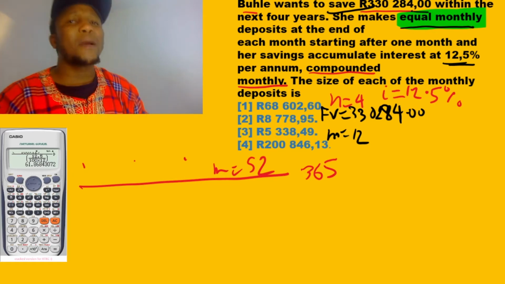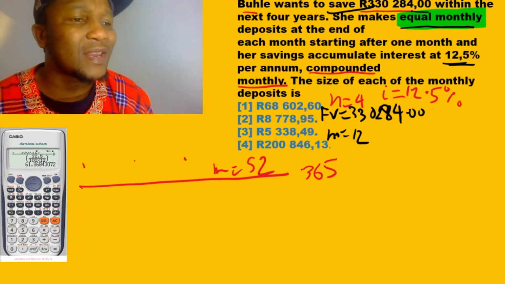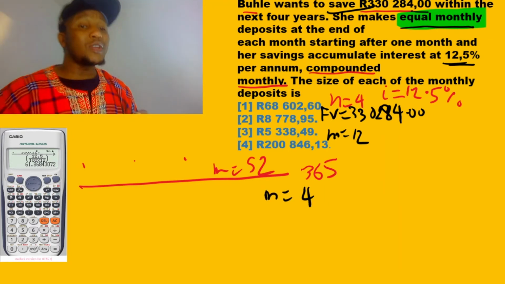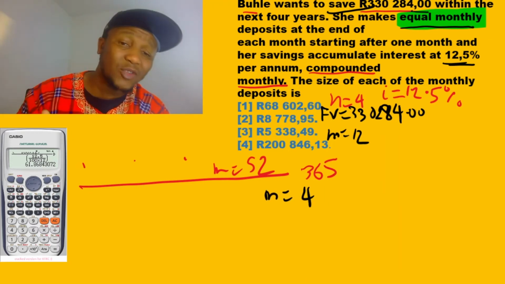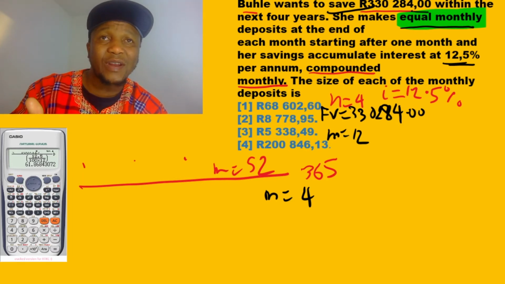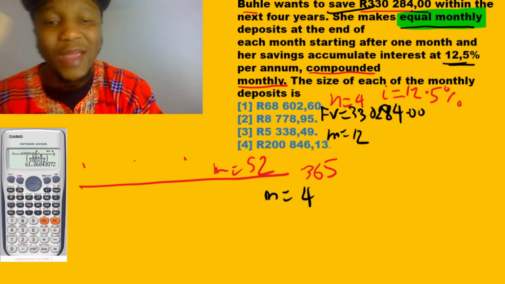If it was compounded quarterly, how many quarters in 1 year? 4. So m is going to be 4. You need to know this because they're not going to ask you the same thing all the time. Monthly we did already. If it was compounded annually, annual means 1 year, so m is going to be equal to 1.